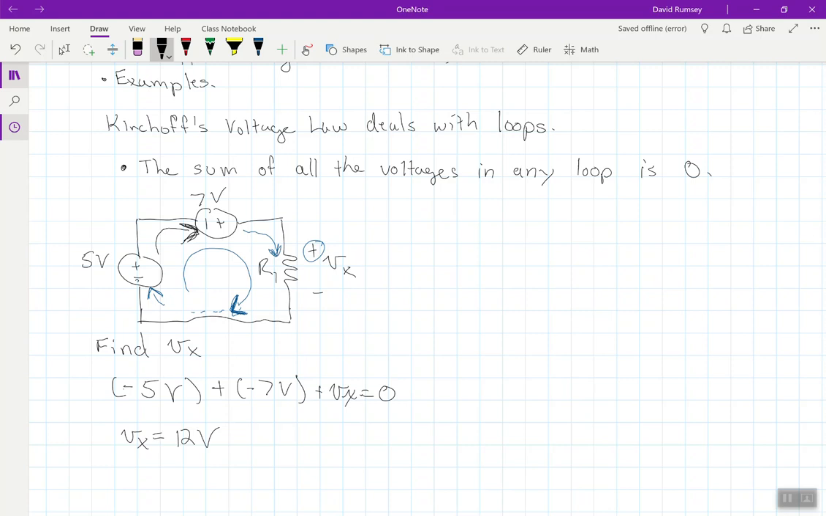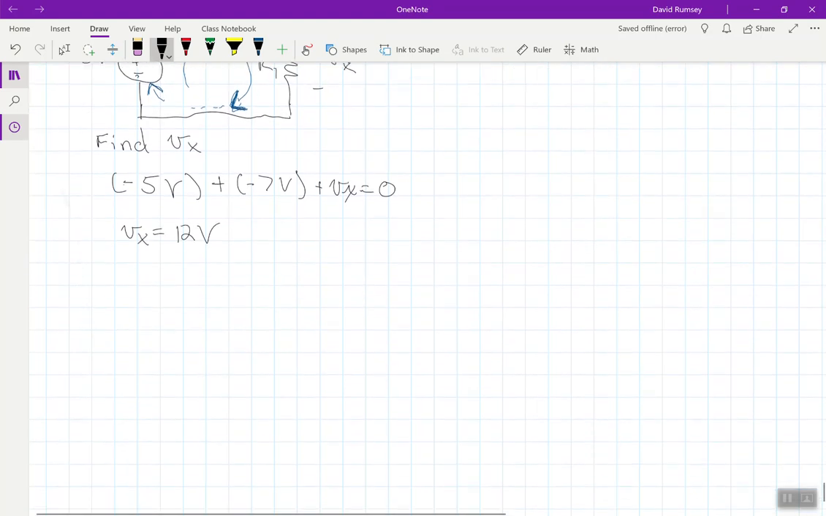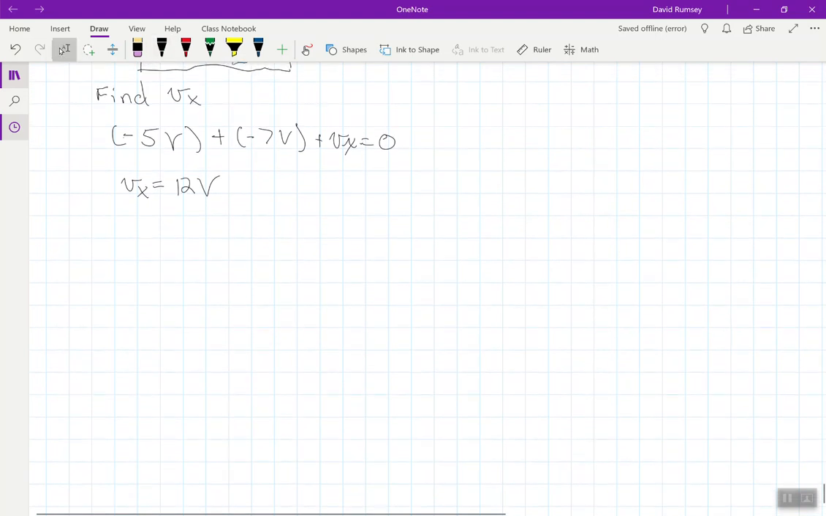All right, now let's look at a little bit more challenging question here. I wouldn't say it's incredibly hard, but it's definitely a more challenging circuit. It's going to look a lot more complicated. I'm having problems drawing my resistors today.